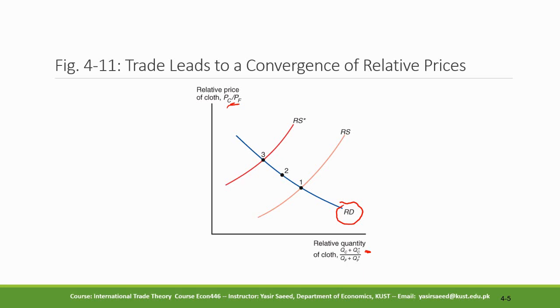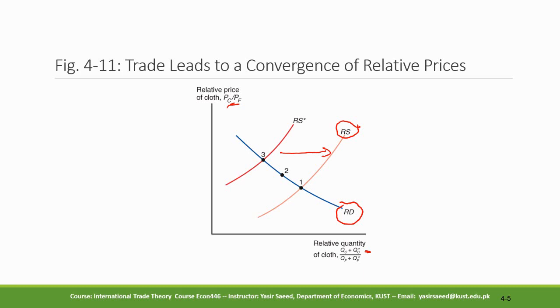About the relative supply, RS shows the relative supply of cloth to food domestically, which is higher, or we can say it is more as compared to the relative supply of cloth to food in the foreign country. Why is this? This is because of our assumption that in the domestic economy we have more labor, and because of that labor we will be producing the labor-intensive good, that is cloth. So the supply of cloth domestically will be more as compared to foreign.